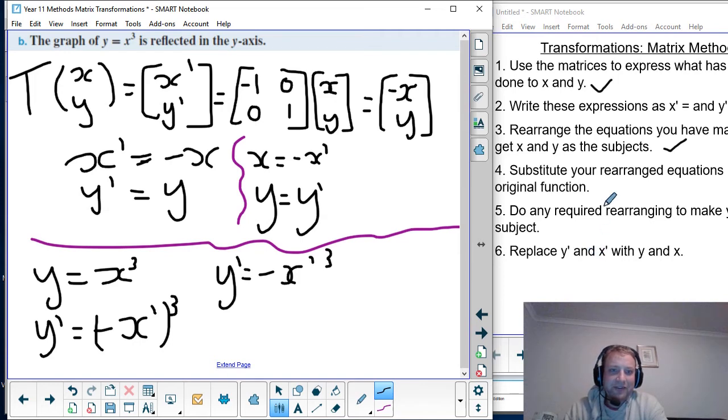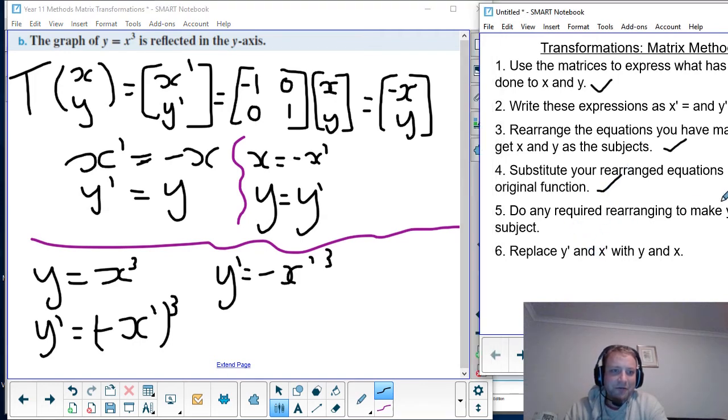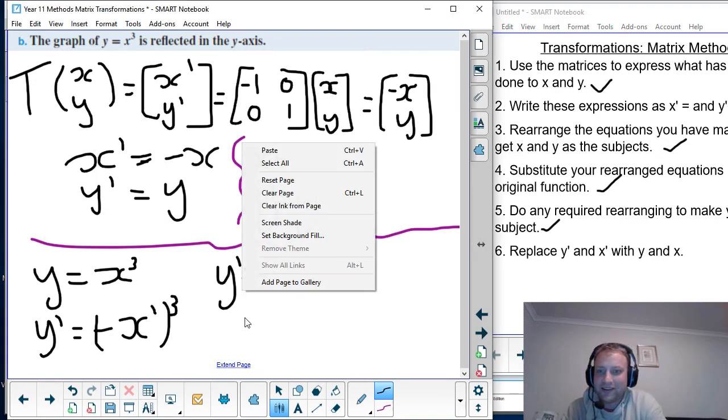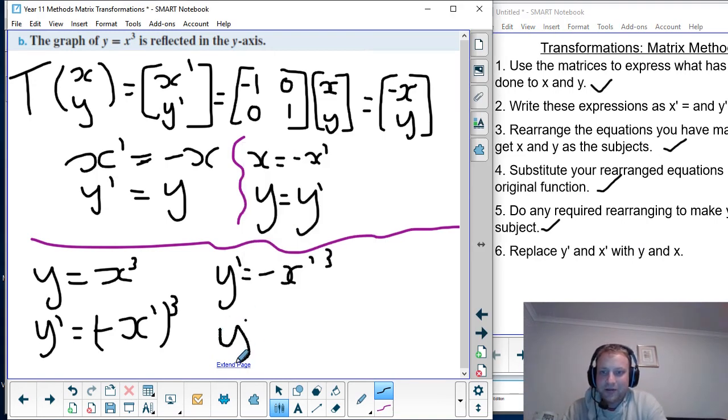We did need to see if we could rearrange to make y dash the subject. As soon as we substituted it in, though, y dash was already the subject. It was already by itself. There was no rearranging or transposing to be done there. So the last thing we've just got to do is replace y dash and x dash with y and x. So rewrite it as y equals negative x cubed.